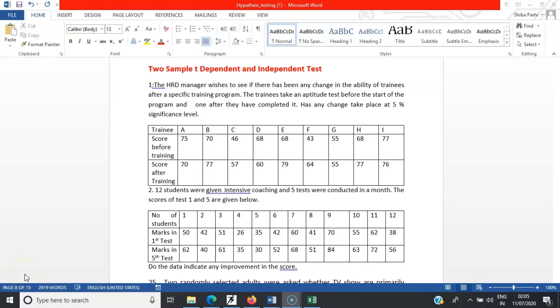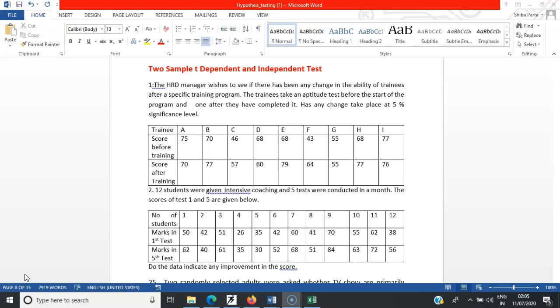So welcome. In this video we'll understand the two sample T dependent and independent test. So two sample T dependent test means if you are taking a sample from a population and you want to understand the before and after effect of the same sample, that will be two sample dependent test. For example, suppose you want to test from 5,000 employees how far the training is effective on the employee.